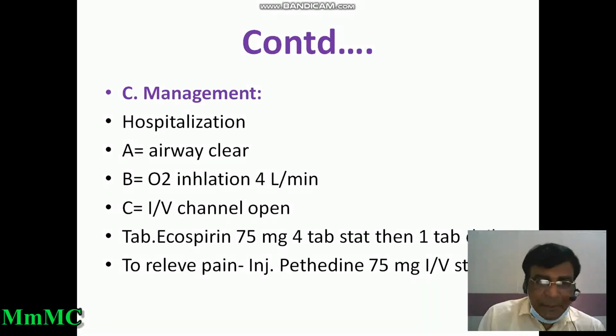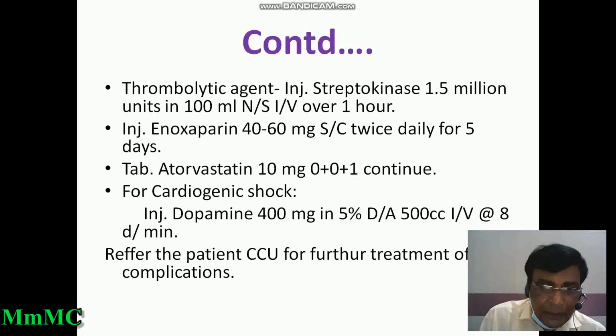Now the management of MI with cardiogenic shock. Hospitalization of the patient, maintenance of ABC, and tablet ecosprin 75 mg 4 tab start, then 1 tab daily. To relieve pain, injection pethidine 75 mg IM stat and SOS.